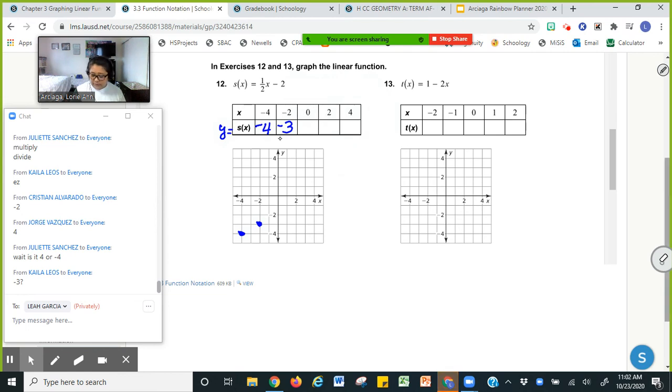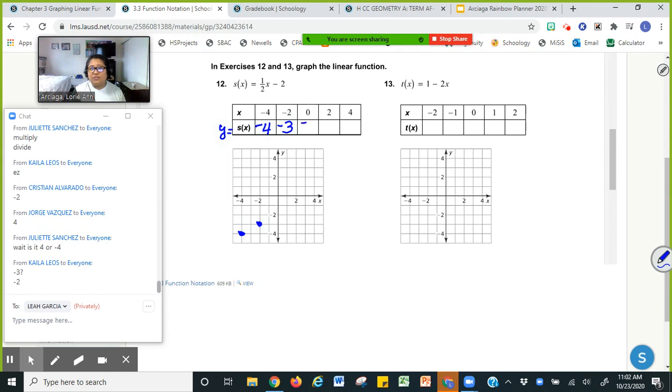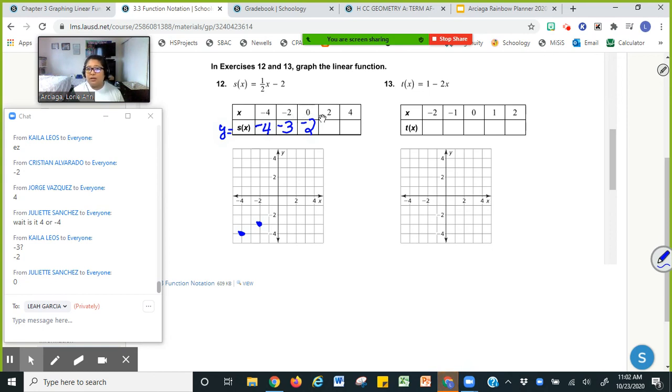Okay, next. When x is 0, 0 times anything will just become 0. So what's the final answer? When x is 0, you get -2. Very good, Kayla. That was very quick. So 1/2 of 0 is still 0. 0 minus 2 is -2.